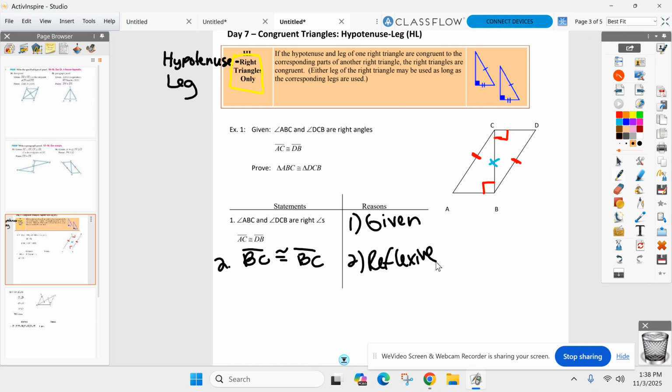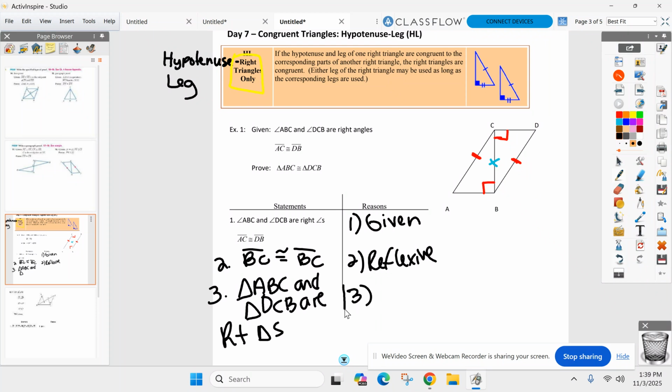Here's why. HL is reserved for what type of triangles? So darn it, you better have right triangles in your statements. If you want to use HL, you need what type of triangle? A right triangle, so you better state that you have right triangles. That's what's got to come next before saying they're congruent. In any HL proof, you need to state the right triangles in their names. Triangle ABC and triangle DCB are right triangles.